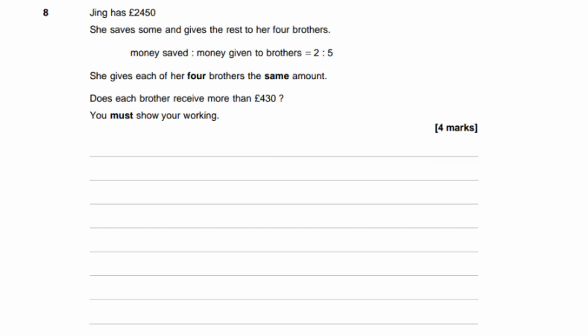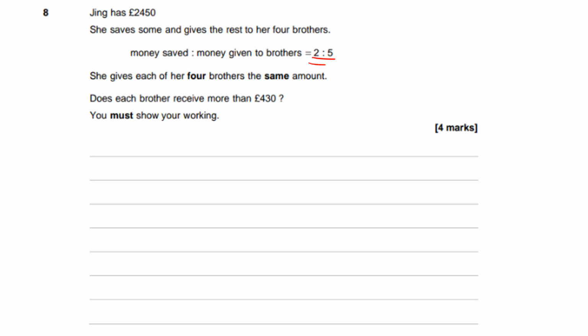Right, let's have a look at question 8. Jing has £2,450. She saves some and gives the rest to her 4 brothers. Okay, money saved to money given to brothers 2 to 5. She gives each of her brothers the same amount, so it's going to be divided into 4. Does each brother receive more than £430? Okay, let's quickly have a look at what this ratio is going to divide into.